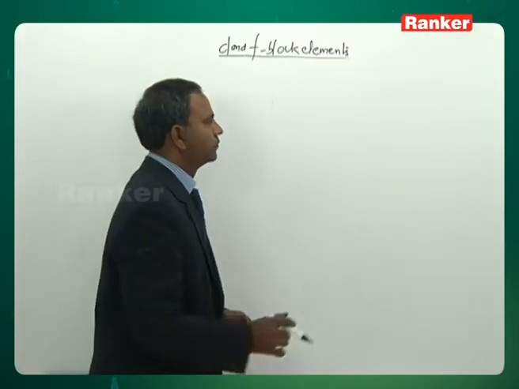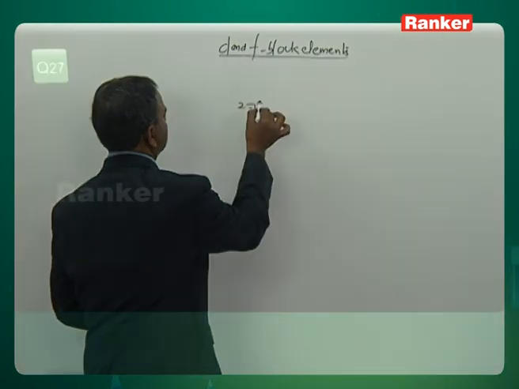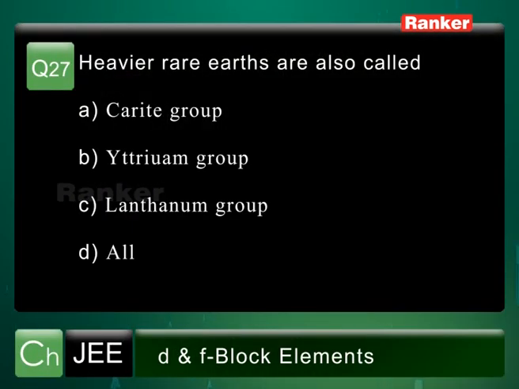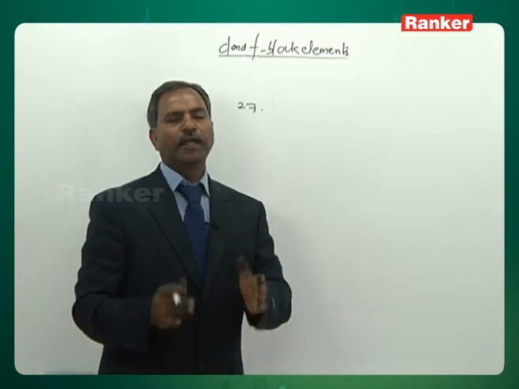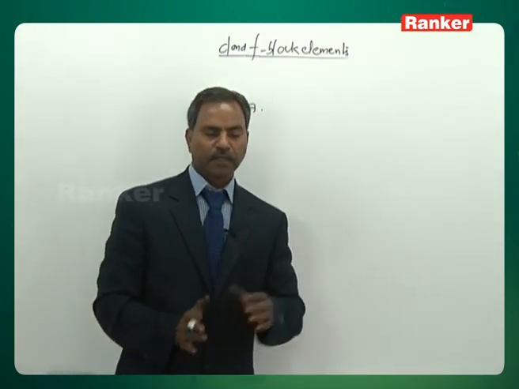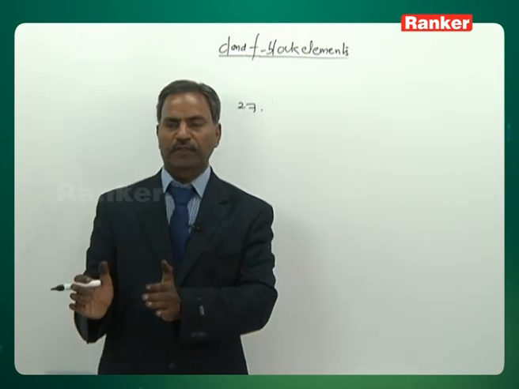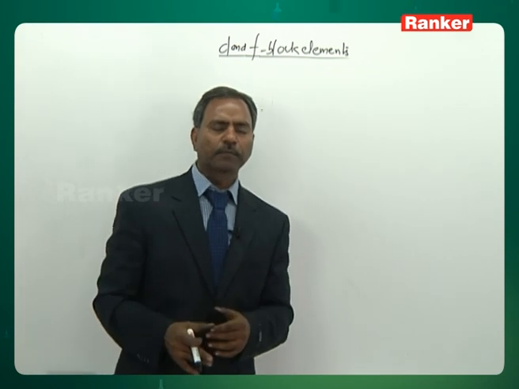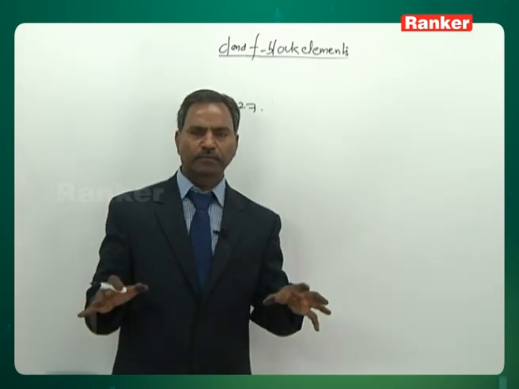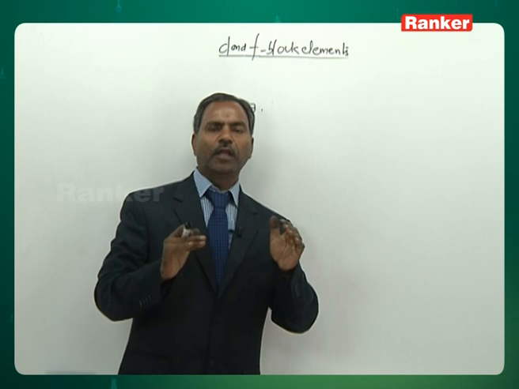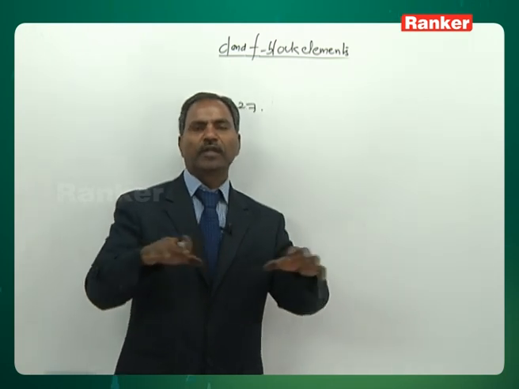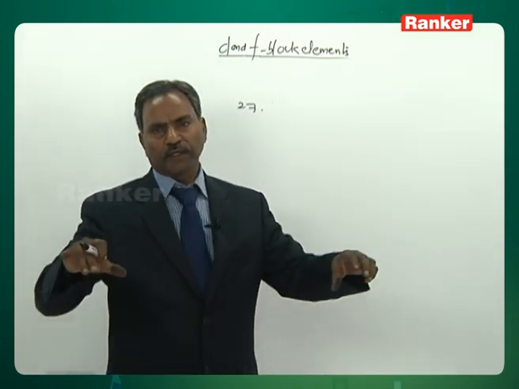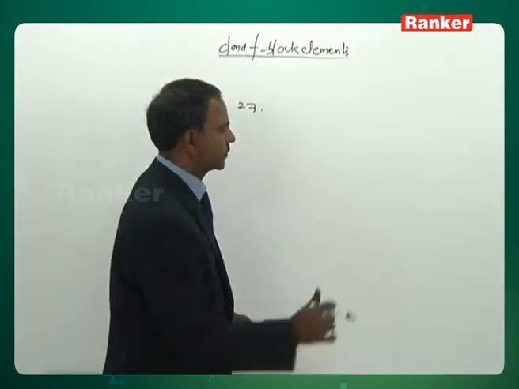Coming to question number 27. Heavier rare earths are also called... See, all the rare earths are considered lanthanides. We are classifying them into two sets: lighter lanthanides, heavier lanthanides; lighter rare earths, heavier rare earths. Based on their availability in different minerals, all the lanthanides are classified into two sets of elements.